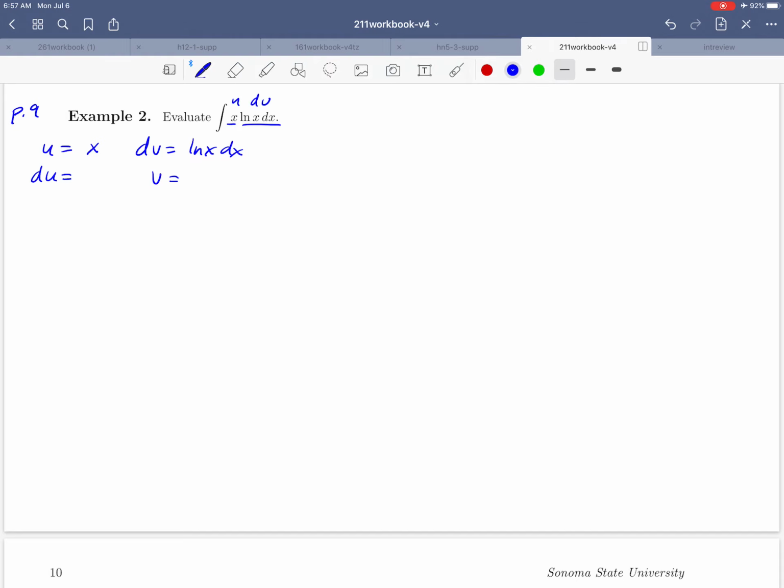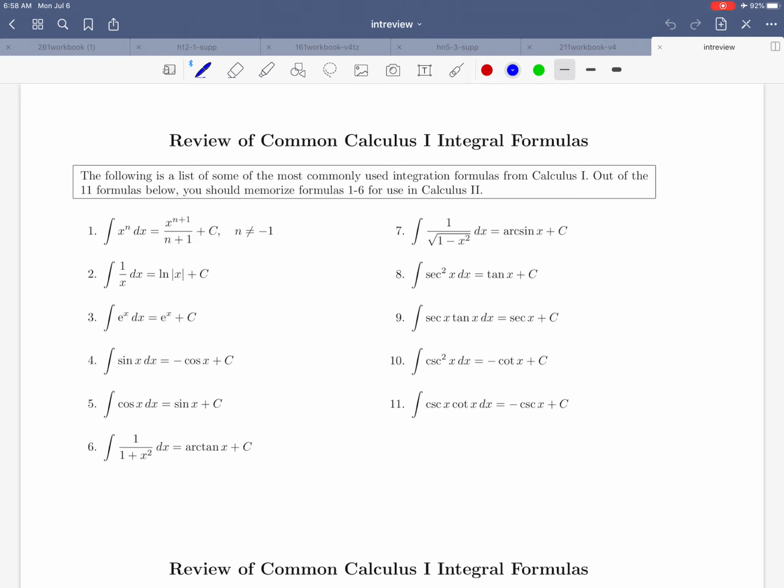Okay, so du is like the derivative of u with a dx tacked onto the end, so the derivative of x is 1 times dx. And dv, if dv is ln of x dx, we need to take an antiderivative of ln of x to get v. Okay, but what would an antiderivative for ln of x be? Well, let's sneak a peek at our list of common antiderivative formulas. And what you'll notice is there isn't one for the natural log of x. Natural log of x is a function that doesn't have a nice, obvious antiderivative.